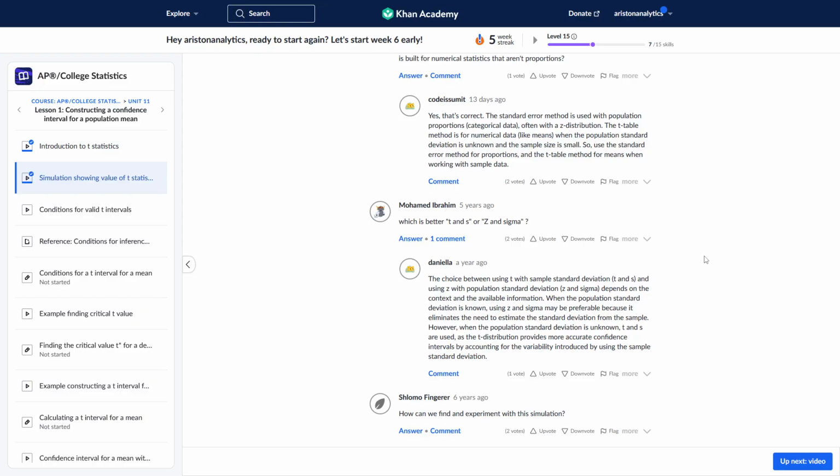Okay, so z when the standard deviation of the population is known, t when it's not. So t and sample standard deviation, or z and sigma. Sigma is the symbol for population standard deviation, or the standard deviation parameter. S is the standard deviation for a sample.